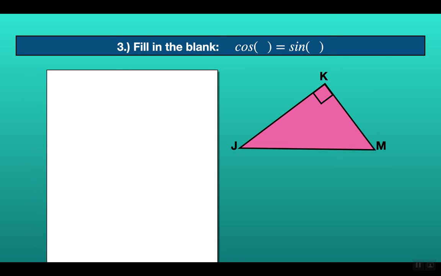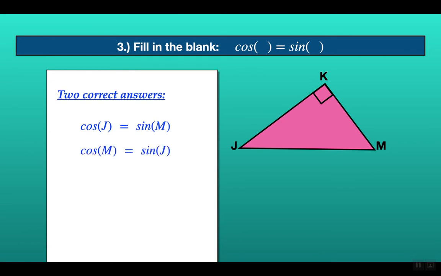So let me show you the correct answers. The two correct answers are, you could say the cosine of j equals the sine of m, or you could say the cosine of m equals the sine of j. Both of those answers are correct. All we're doing is taking the two acute angles, okay? So those are angles j and m.